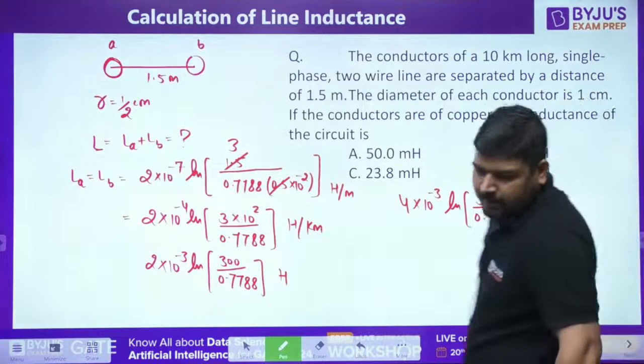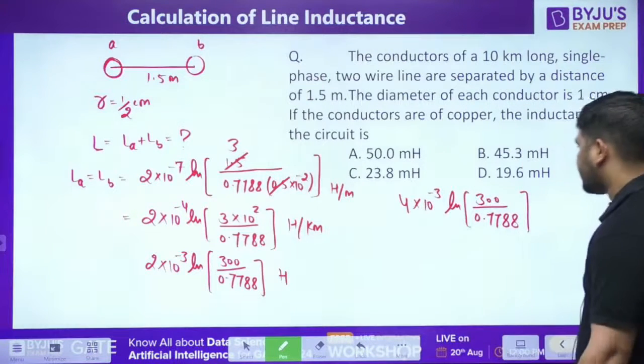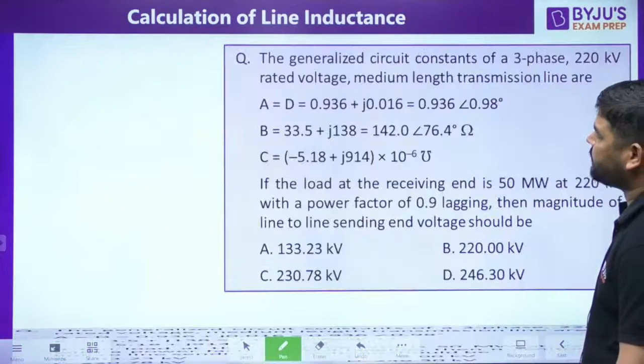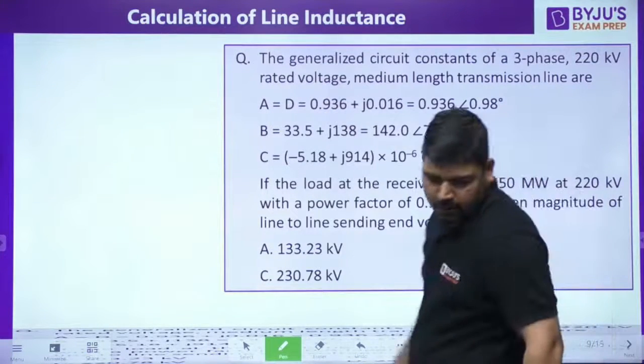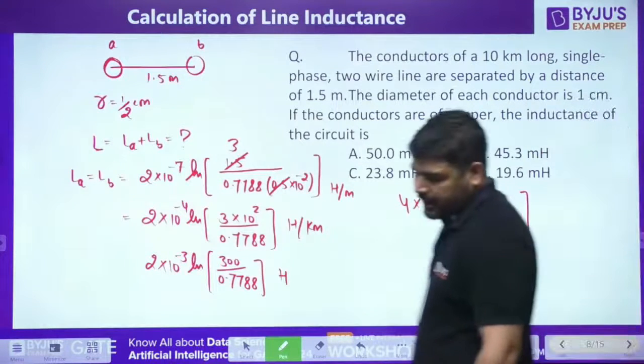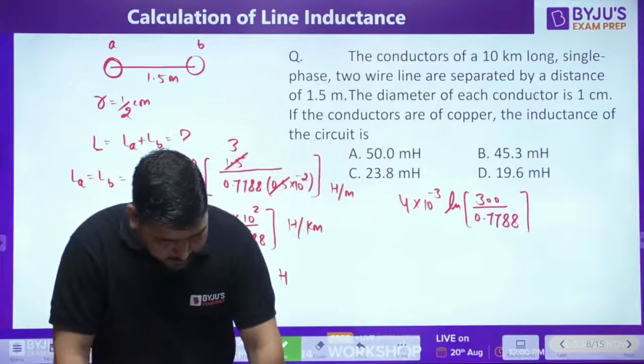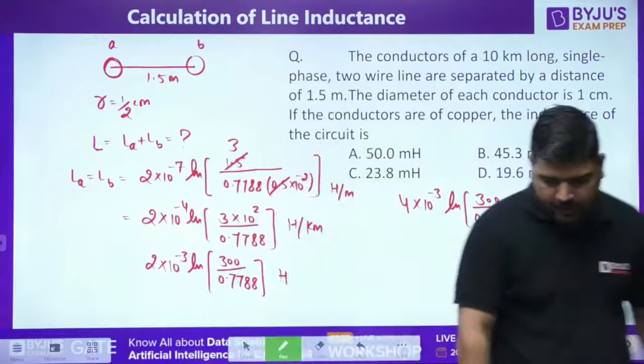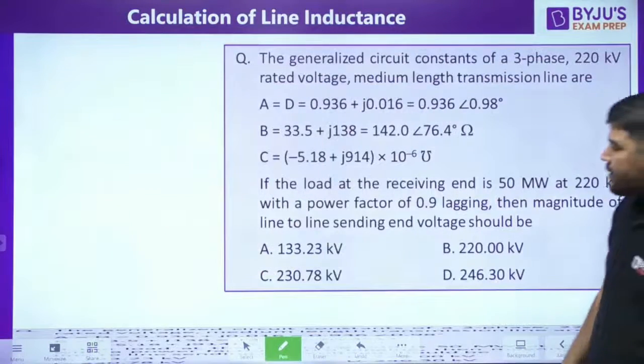Okay guys, let's come to the next question, and the next question is this on your screen. I don't have the calculator, so please calculate this value and check the correct answer. Let's come to the next question, guys.